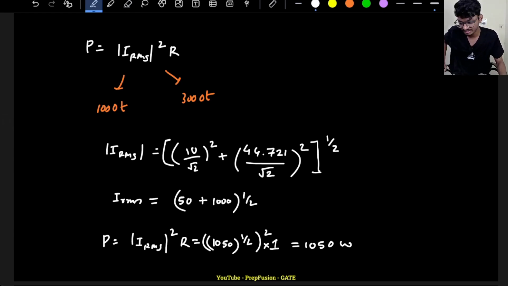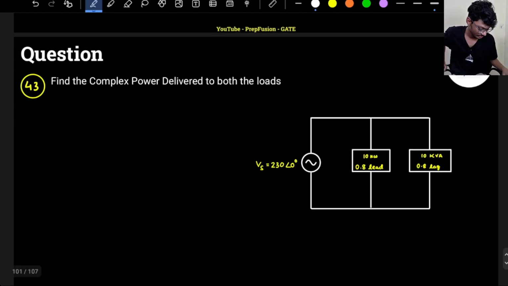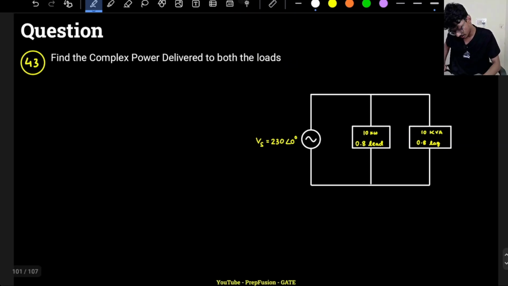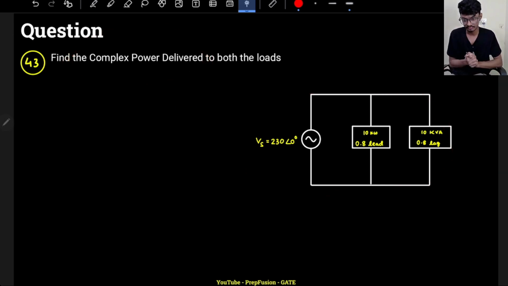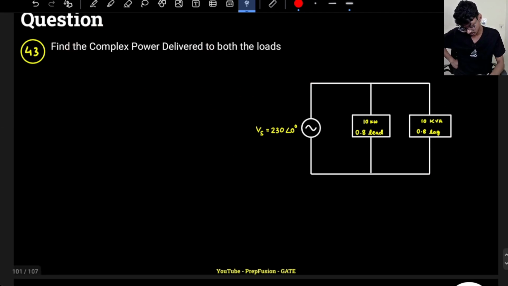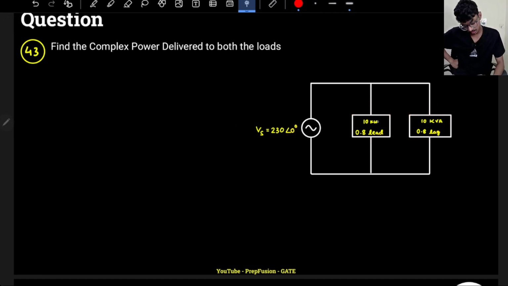Now let's finally come to our last question. I know this lecture is long, but of course we have to finish things up. We have to find the complex power delivered to both the loads. This is the voltage and these are the powers. This load is taking 10 kilowatt at a power factor of 0.8 leading. This load is taking 10 kVA, that is apparent power, at a power factor of 0.8 lagging. So they have given me the individual powers.